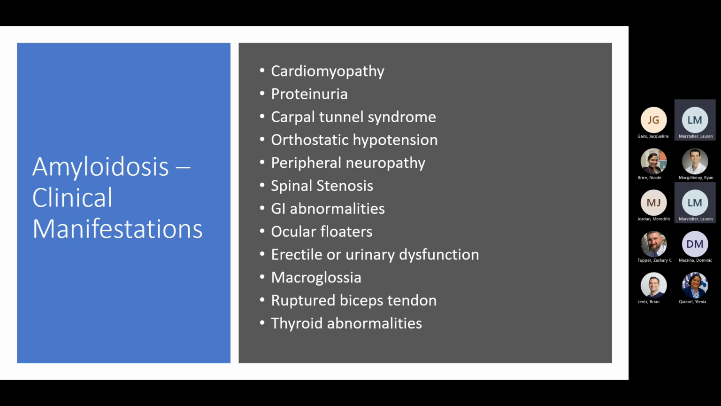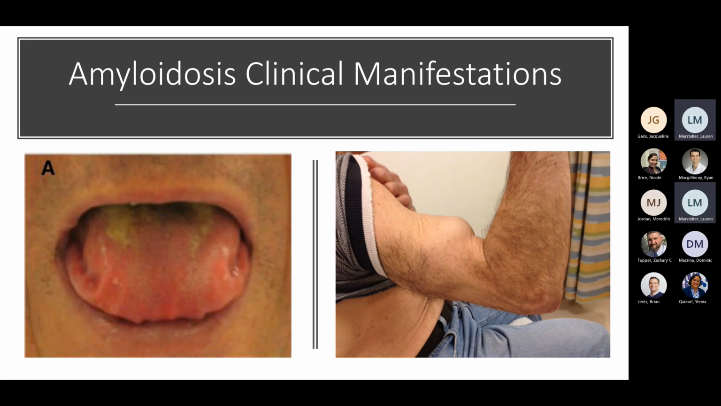So sometimes someone might show up with a ruptured bicep tendon, no other history, and then ultimately leave with a diagnosis of amyloidosis. So just a couple pictures here. On the left is the macroglossia, and I have seen patients on our floor with tongues that look like that, whereas I really haven't seen a patient present with a ruptured bicep tendon, but that is what you would see.